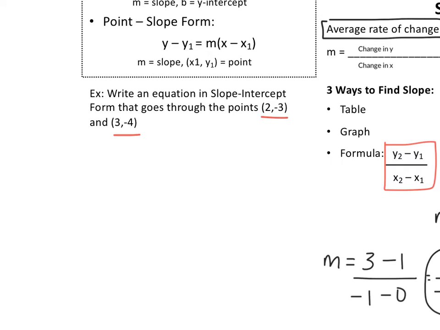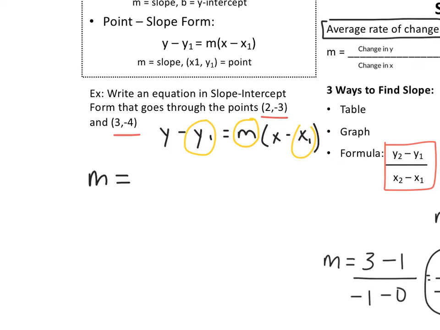So we're going to start with the formula y minus y1 equals m times x minus x1. Now, in order to use that formula, like the name says, we're going to need a point and a slope. So we're going to need to fill those in. We have a point because we could just pick one of those two, and we need to get our slope. So that's your m.